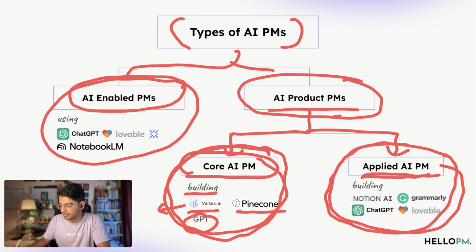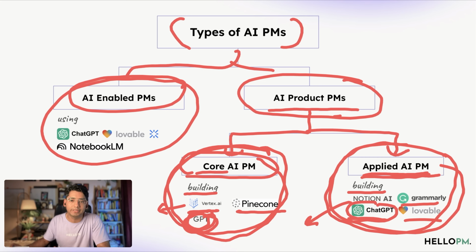Some examples: someone who is building a product called Notion AI, where Notion can help you do drafting, it can help you answer questions from your own notes, is going to be called an applied AI PM. Someone who is building Grammarly, ChatGPT, Lovable will also be called an applied AI PM. Now, observe carefully that I have written GPT here and I have written ChatGPT here. Why? Because GPT is a technical model where a core AI PM is going to work, but ChatGPT is an application of that particular model.